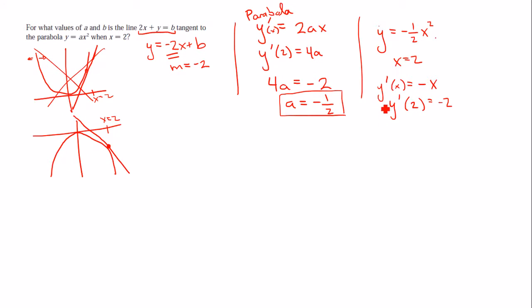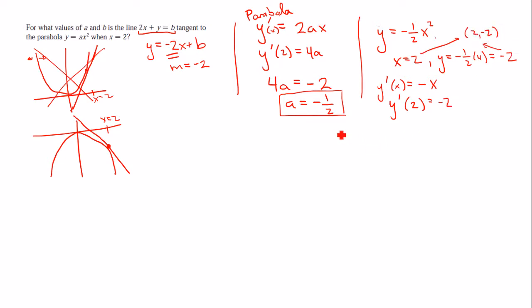And I need to know the x and y values. So I know the x value. I don't know the y value yet. So the y value is just plugging that in: negative 1/2 times 4, which is going to give me negative 2. Okay, so the point I'm talking about must be (2, negative 2).